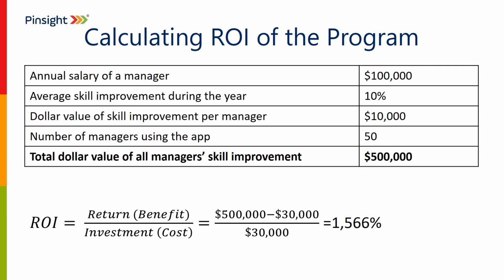So if you're still paying your manager $100,000, but now they improved by 10%, the dollar value of that improvement is $10,000. And let's say that we have 50 managers in this leadership development program using the app. So that equals $500,000. And then we can put a basic ROI calculation together. So we take $500,000 minus, let's say, $30,000 that we spent on this program and technology, divided by $30,000, and that gives us an ROI of 1,566%, which is absolutely excellent.